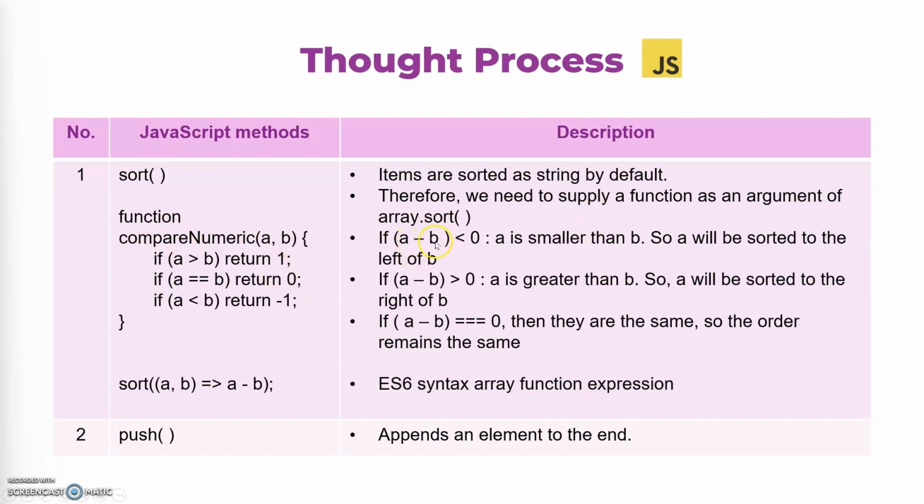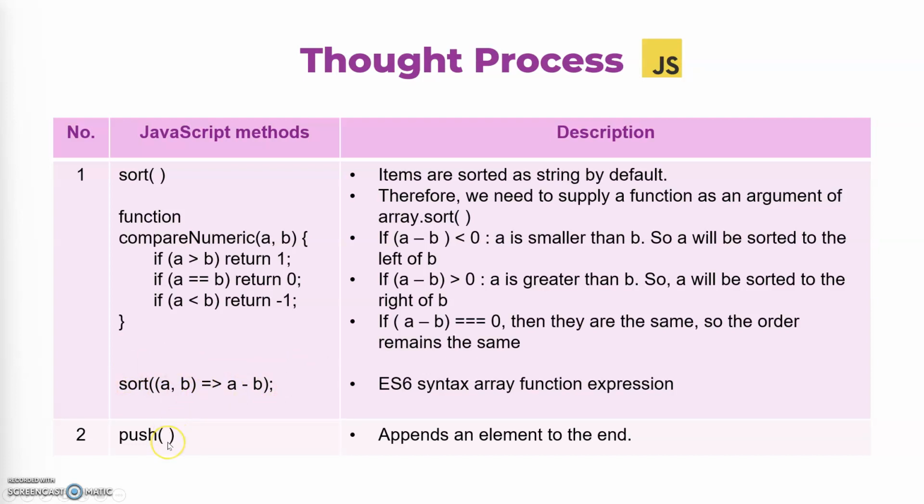So a minus b, we are comparing the two values. If a minus b is less than 0, then a is less than b, so a will be sorted to the left of b. If it is greater than 0, then a will be sorted to the right of b. If they are equal, then they are the same. So in JavaScript, I'm going to use this sort method, and it is the ES6 syntax function expression. So this sort is going to sort the array in ascending order.